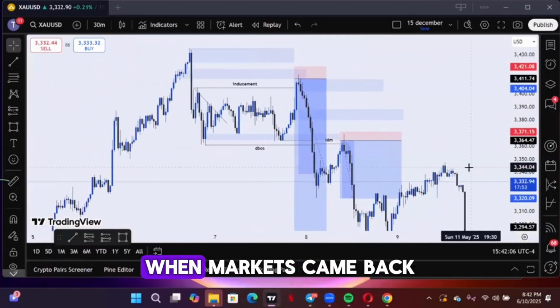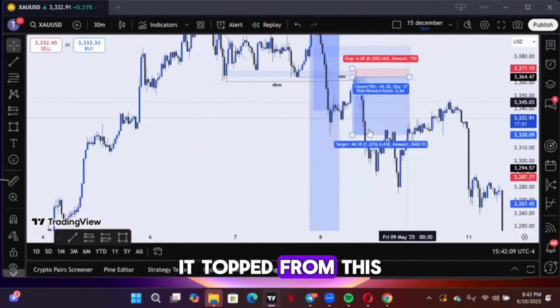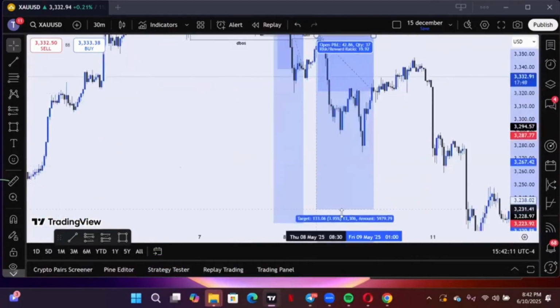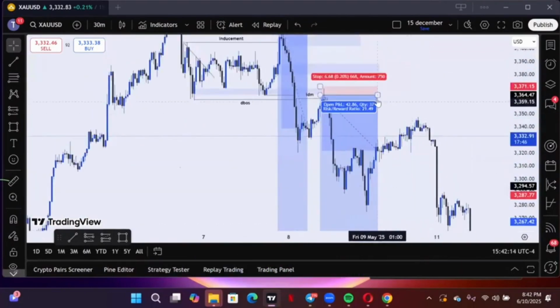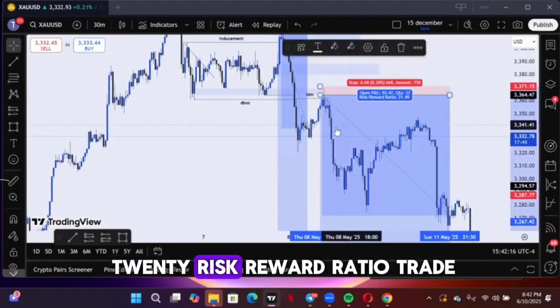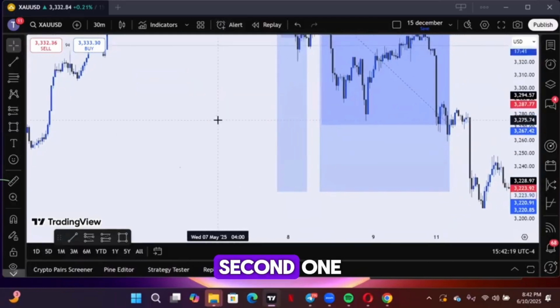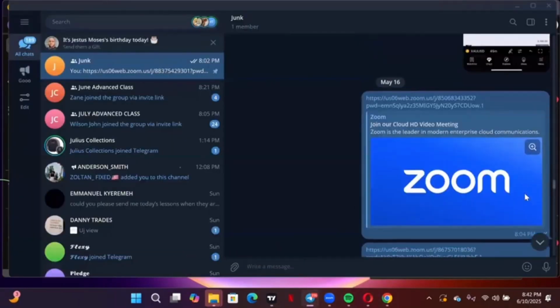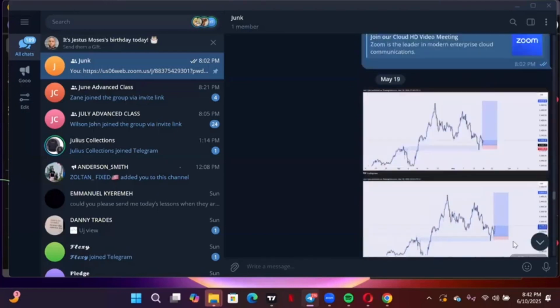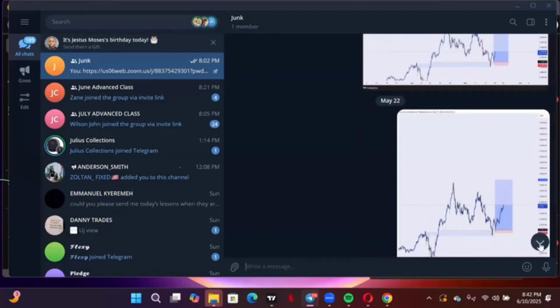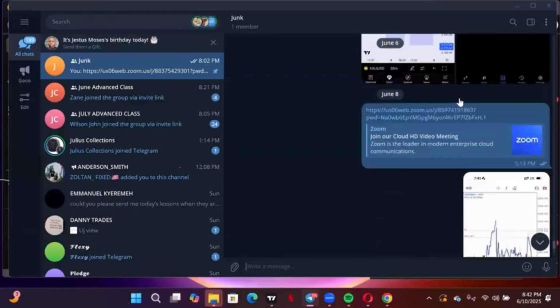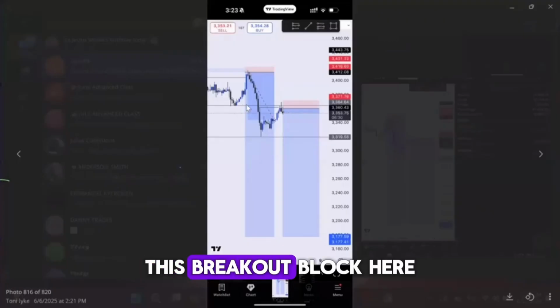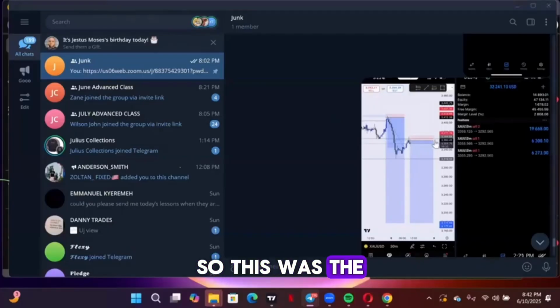So that was why when market came back and saw the inducement, it tapped from this breaker block all the way down here. Still a 1:20 risk to reward ratio trade. Second one, the same thing. First entry, I already showed it. The second entry is this breaker block here. I entered later after market hit the end, but it's the same thing. So this was the same trade. This was the trade right here.